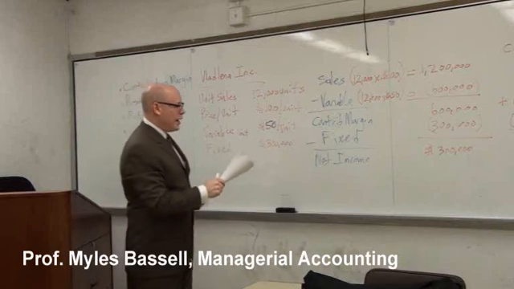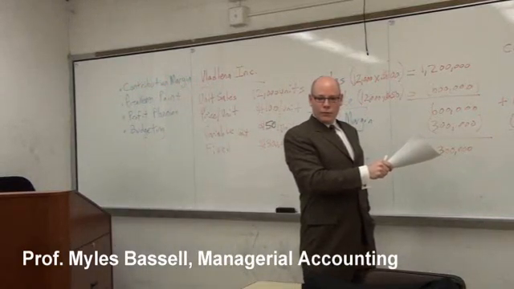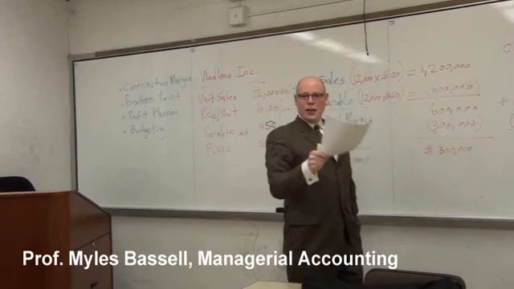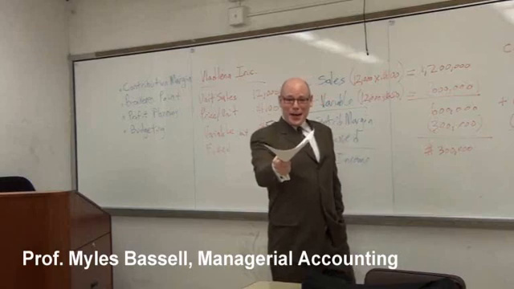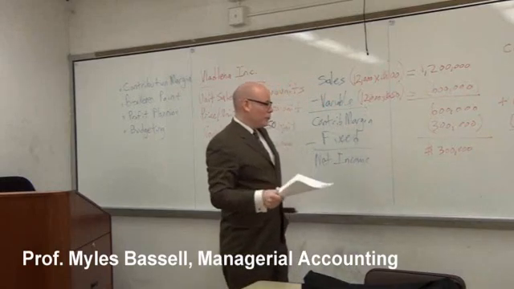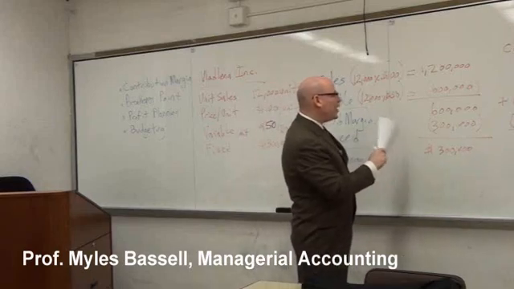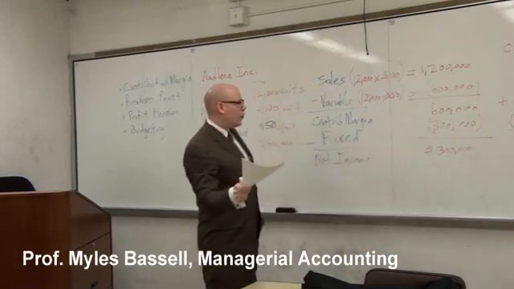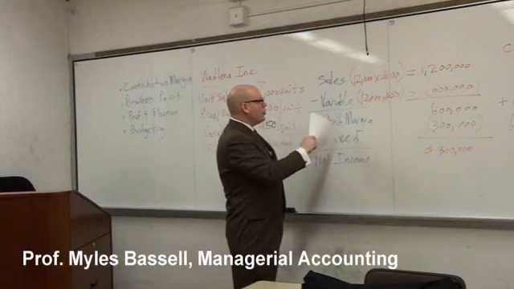So what's going to happen to net income? What happened to net income here? It increased by 120,000. Right, so net income increased when there was a 20% decrease in fixed cost and a 10% increase in the contribution margin.